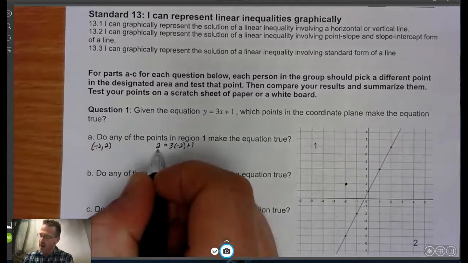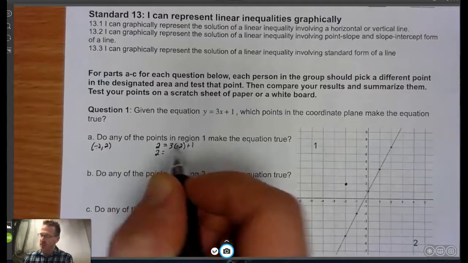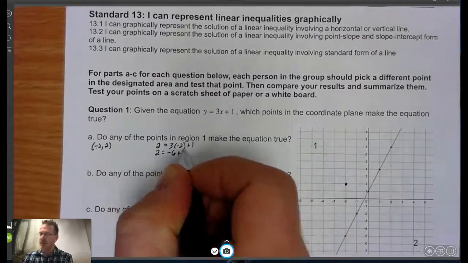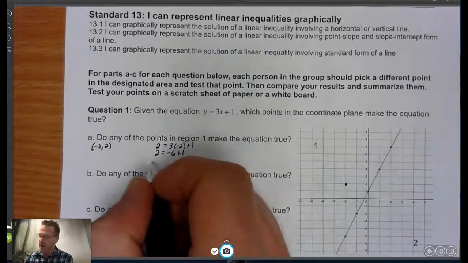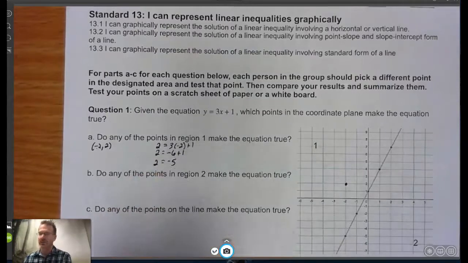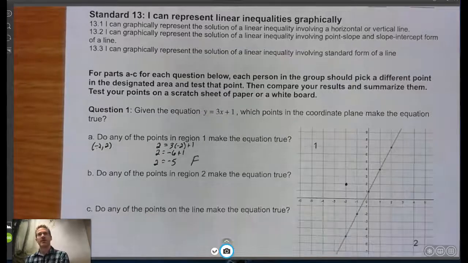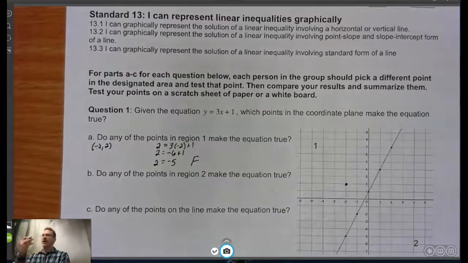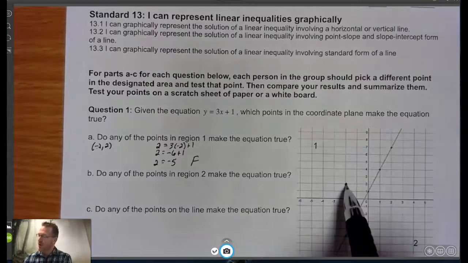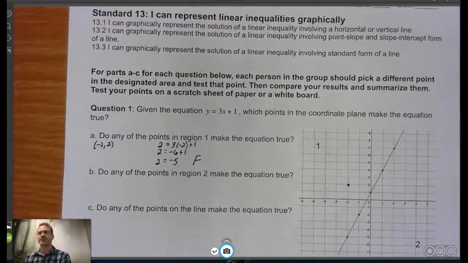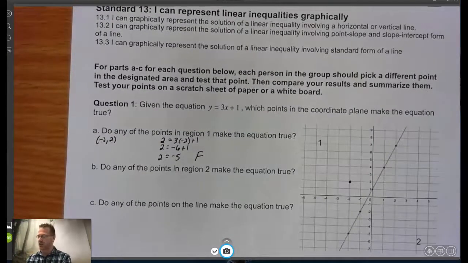On the right-hand side, I have to do my multiplication first, so 3 times negative 2 is negative 6. Then negative 6 plus 1 is negative 5. So I get 2 equals negative 5. Notice that is not a true statement. That is false. Here's what we want you to understand: everything in that region is going to behave the same way. So if this point is false, that means everything in this region will also be false. We'll come back to that in just a moment.